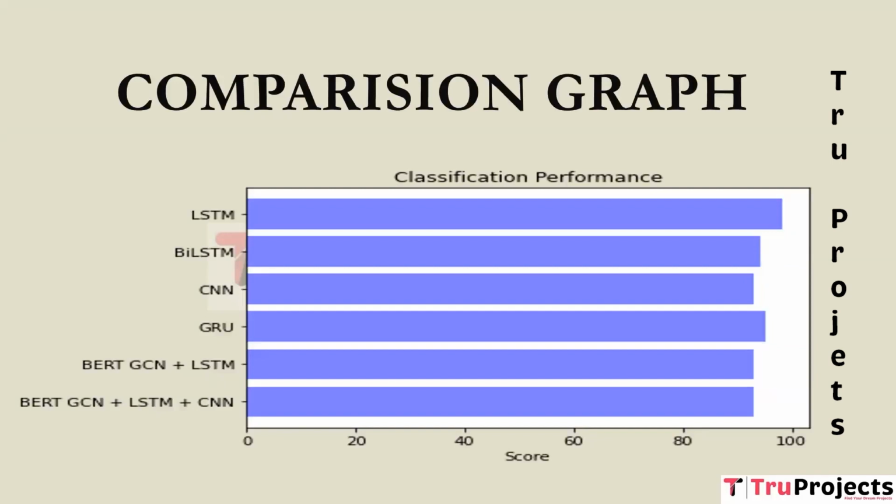This is the comparison graph of the project. On the x-axis, we have the accuracy scores, and on the y-axis, we have the algorithm names. Here are the accuracy scores of each particular algorithm. Among all the algorithms, LSTM and BERT with GCN and LSTM are performing well.